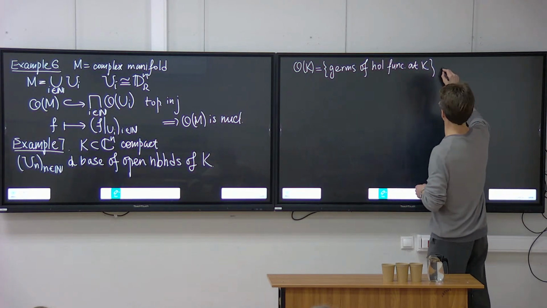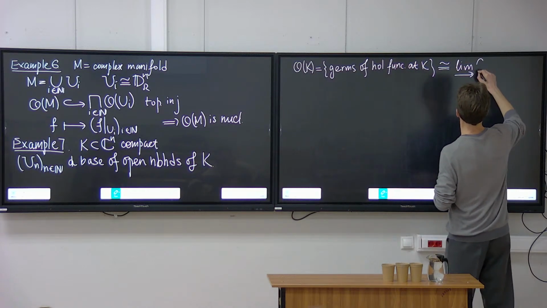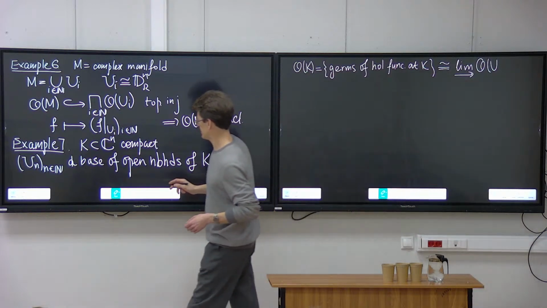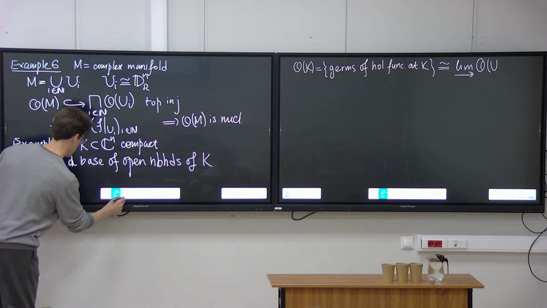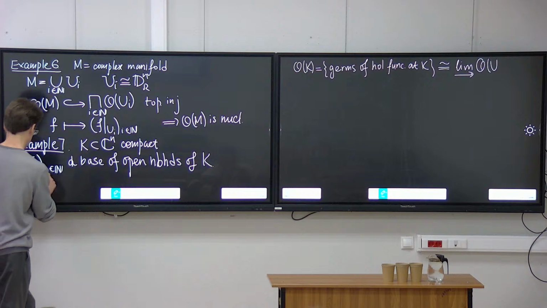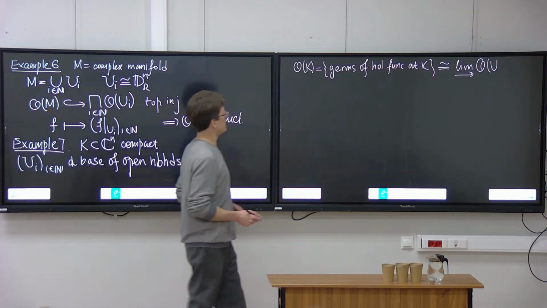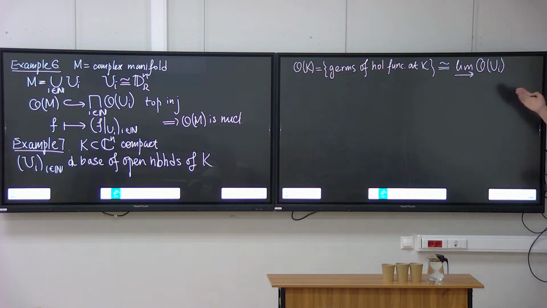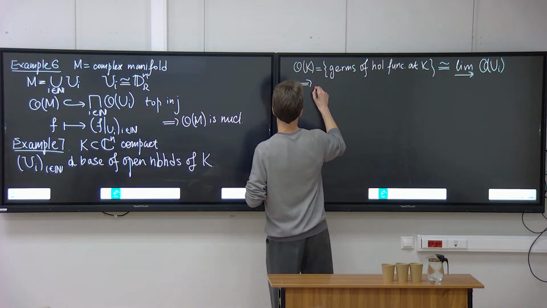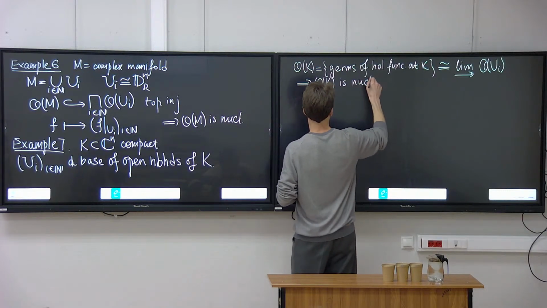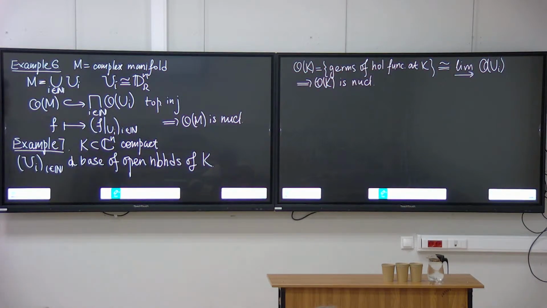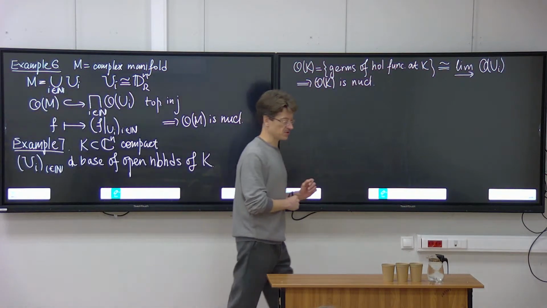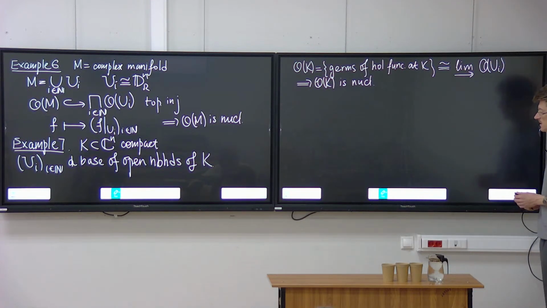So the space is isomorphic to the locally convex inductive limit of the spaces O of U_n. Well, n is already used. Let's let it be i instead of n. So this is the locally convex inductive limit of the spaces O of U_i. This is just the definition of the canonical topology of the space of germs. These spaces are nuclear, and the countable direct limit is also nuclear. So we conclude that O of K is nuclear. Okay, so these are the basic examples of nuclear spaces. So we now see that the class of nuclear spaces is indeed rather big.